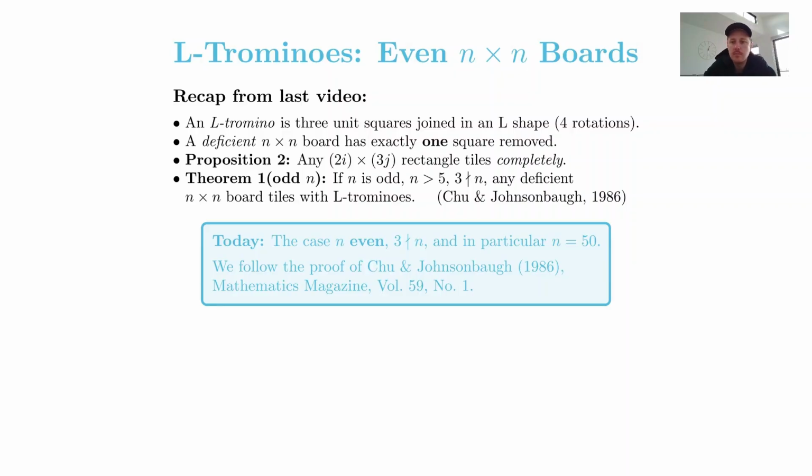Some of the propositions and theorems we learnt from the previous videos are that a 2i by 3j rectangle tiles completely. That just means if the rows and columns in your rectangle are a multiple of 2 and 3, then you can tile that completely with L-Trominoes, and that's very easy to show. From our previous video, and this was less easy to show, the theorem says that if n is odd, greater than 5, and not divisible by 3, then any deficient n by n board tiles with L-Trominoes. This is all from Chu and Johnson Bowers' 1986 paper. Full credit to them for doing all this fascinating recreational mathematics. If you want access to that paper, or you want to be pointed in the right direction so you can just get on with it and don't have to hear me talk, then just reach out and I can point you in the right direction.